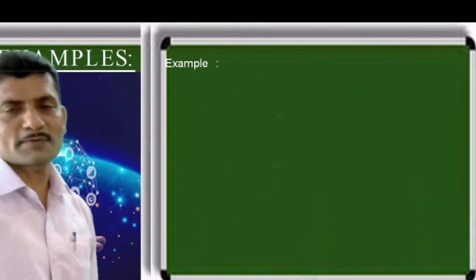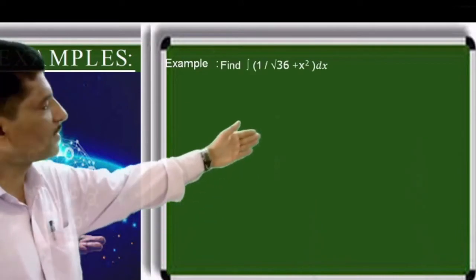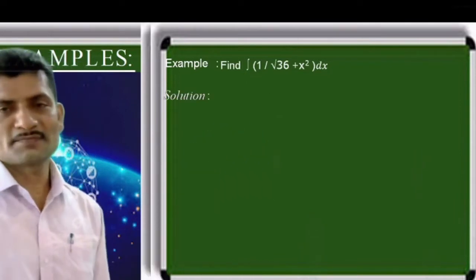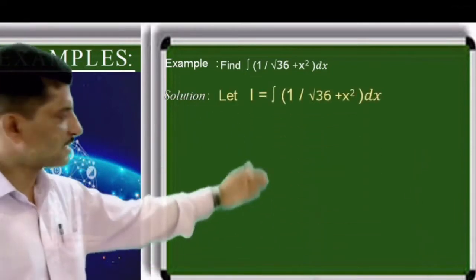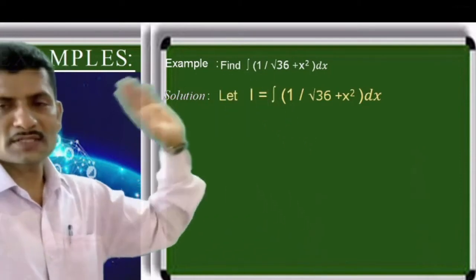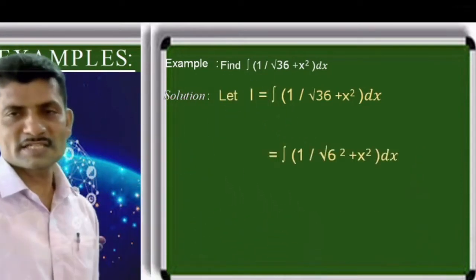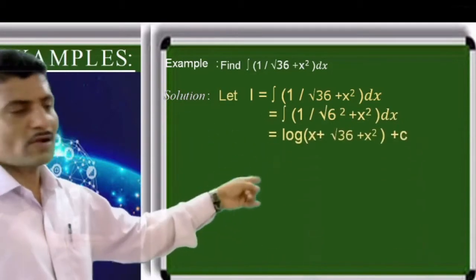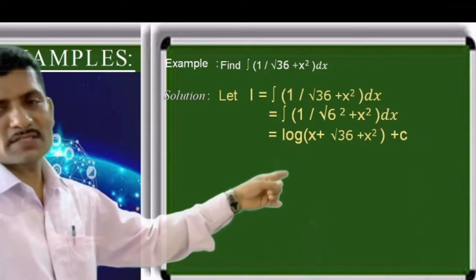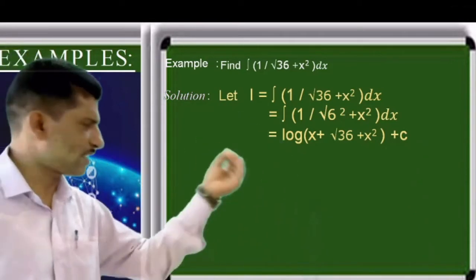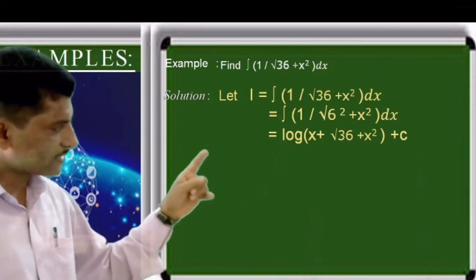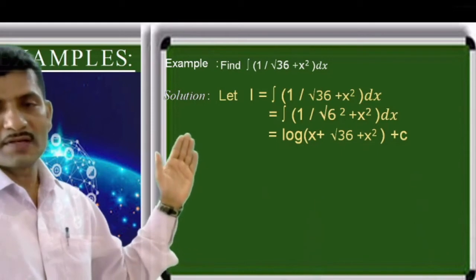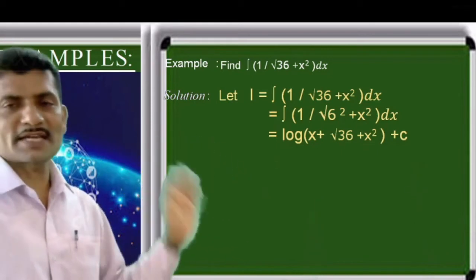Next type of problem. Find the integral of 1 by root of 36 plus x square dx. Solution: first take I as the given integral, 1 divided by root of 36 plus x square. 36 can be written as 6 square plus x square dx. So, I will write the answer as log of modulus of x plus root of 36 plus x square. So, the answer is for root of a square plus x square dx, log of modulus of x plus root of a square plus x square.